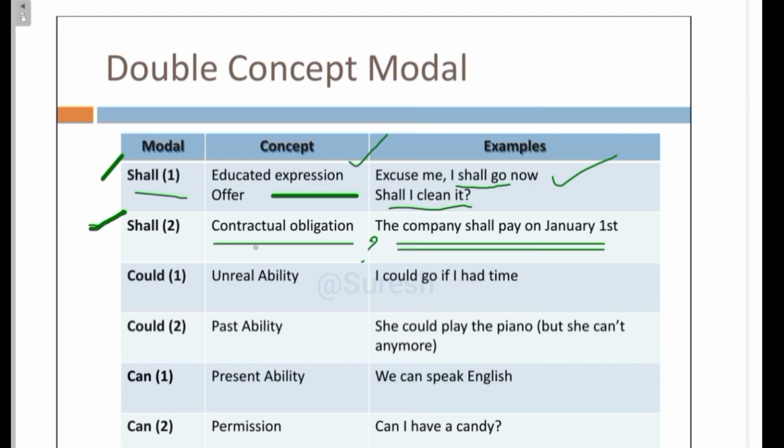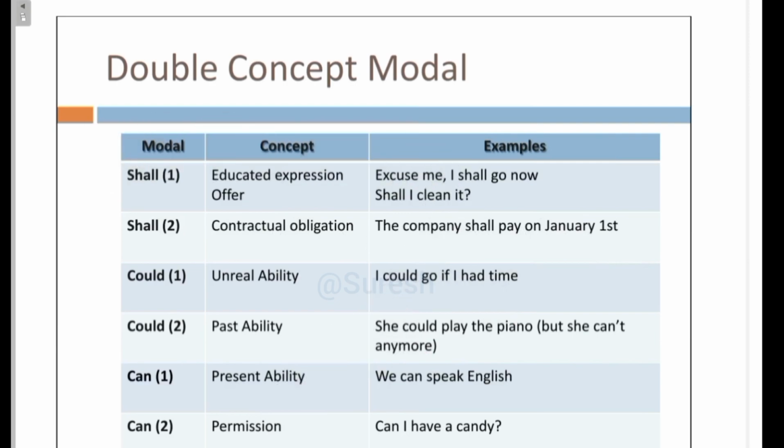And those two are the concepts of using shall as a modal verb, right? And shall is also used to express future actions. That is a different thing, but now particularly we are talking about how shall is used. One is educated expression, offering something. Shall I do it? Shall I go? Or shall I clean it? See, given there. And the next concept is contractual obligation, doing a duty which is agreed, or fulfilling something which is agreed in a contract, right?